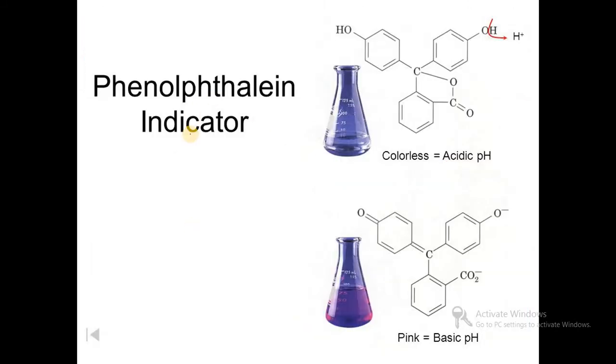So in case of phenolphthalein indicator, in acidic form, acidic pH, it is colorless, but in basic form it is a pink color, and the structure looks like this. The starting lactone form breaks down here, and we are getting phenolphthalein ions. This is a phenolphthalein molecule.